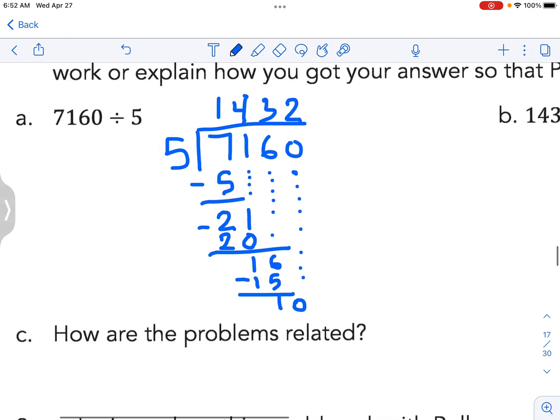So we know then 5 goes into 7,160 1,432 times. And so we could write this as a multiplication problem: 5 times 1,432, right? And that would get us our 7,160 back.